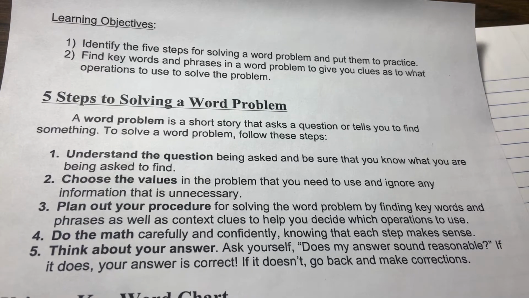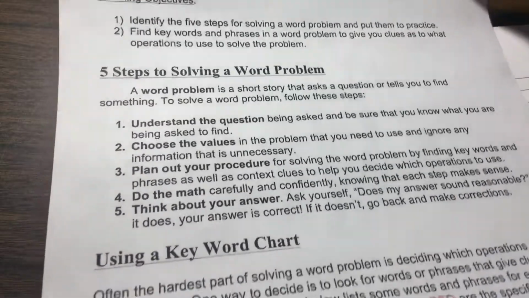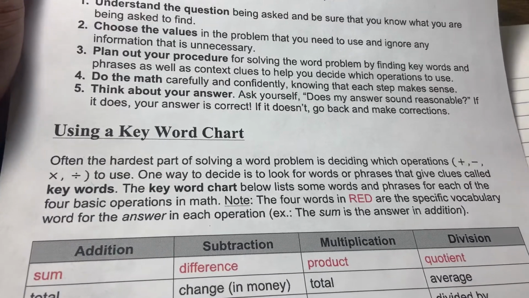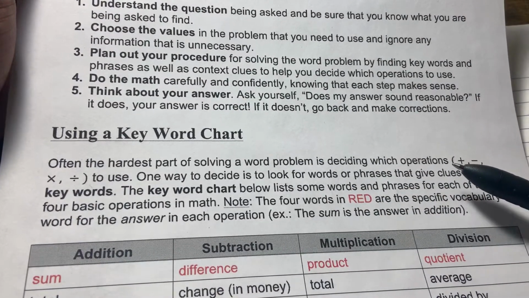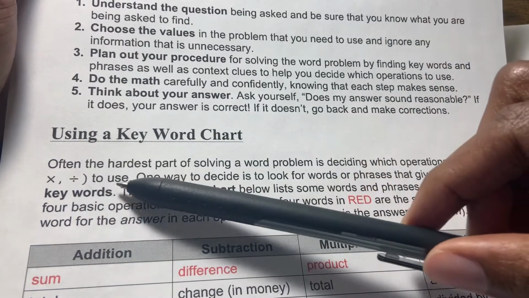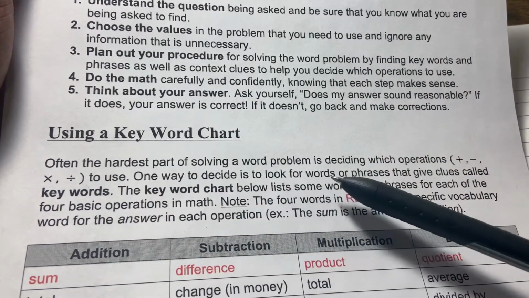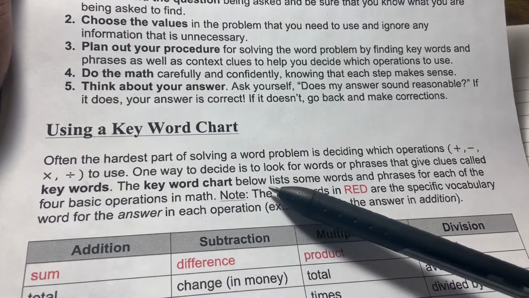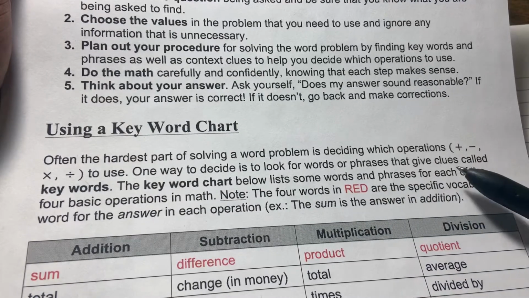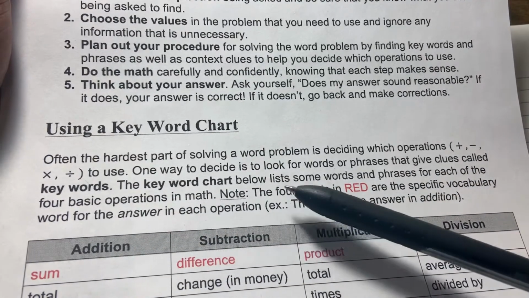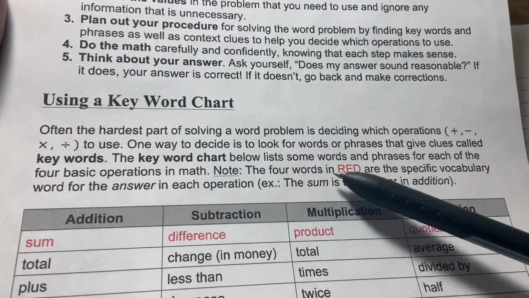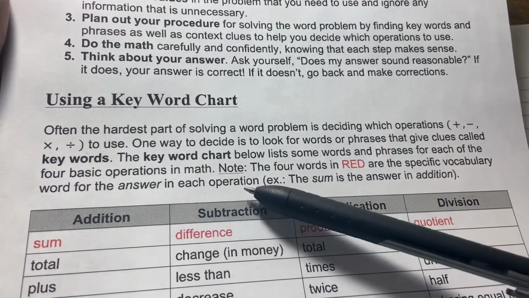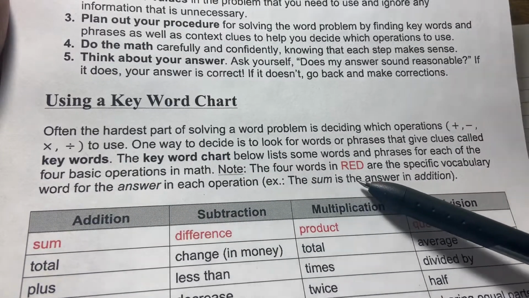All right, let's look at keywords, okay? So keyword chart, using a keyword chart. Often the hardest part of solving a word problem is deciding which operations, addition, subtraction, multiplication, or division to use. One way to decide is to look for words or phrases that give clues called keywords. The keyword chart below lists some words and phrases for each of the 4 basic operations in math. Note, the 4 words in red are the specific vocabulary word for the answer in each operation. Example, the sum is the answer in addition.